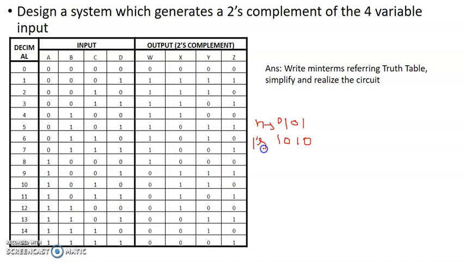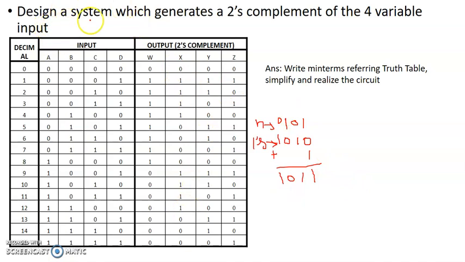So now we need to write what the 2's complement is. Add 1 to this, and that will be the 2's complement of the number. So 0 plus 1 is 1, then 1, 0, 1. That is how you're going to do the 2's complement of the number.